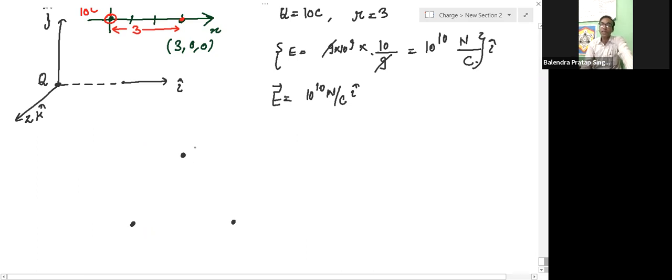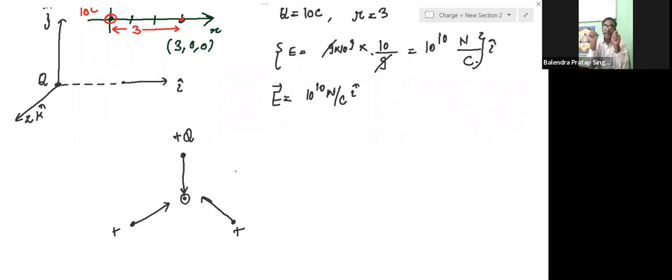If I put a charge Q here, the electric field is in this direction, and for another plus Q, the electric field will be in this direction. If I want to find the electric field at this center, for this plus Q charge the electric field is in this direction. So there are a lot of electric fields, and every electric field has its own direction. What will be the net electric field at a particular point due to a system of charges? For that we require the superposition principle.